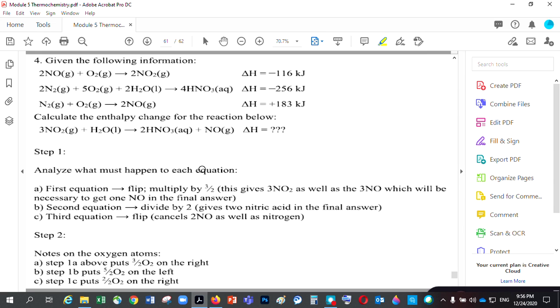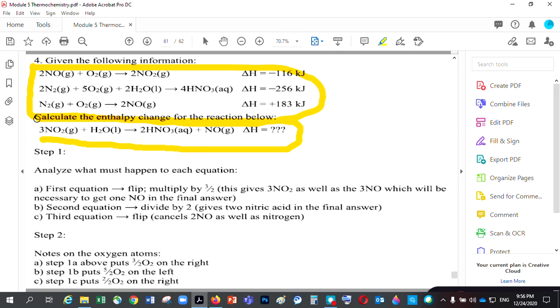Now, another example, that's the last example. Given the following information, you have those three equations here, correct? And we are looking for this. Now you can tell me what we have to do.